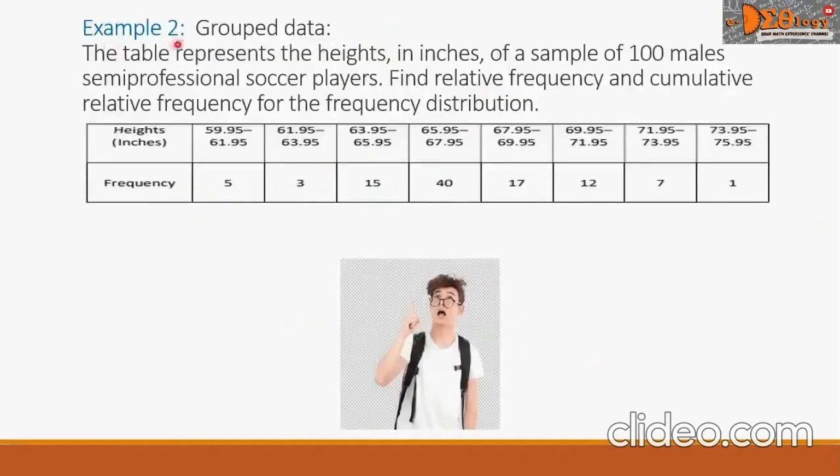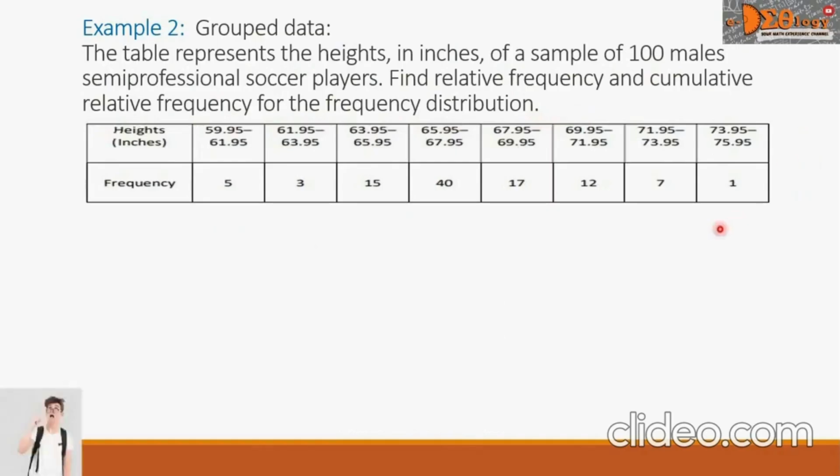Let us have example 2, this time for grouped data. The table represents the heights in inches of a sample of 100 male semi-professional soccer players. Find the relative frequency and cumulative relative frequency for the frequency distribution. This is now the given table.